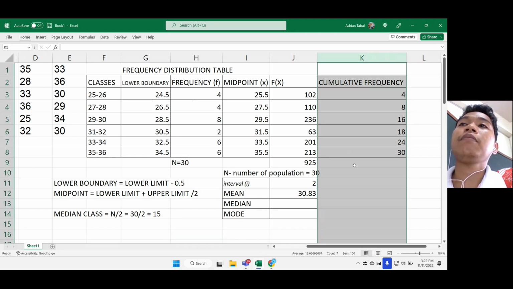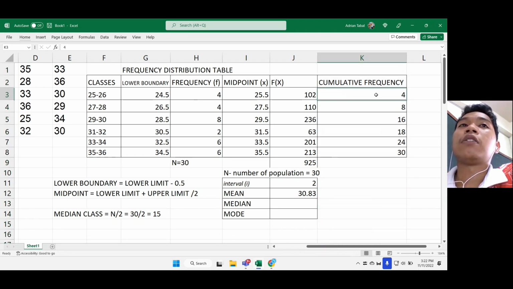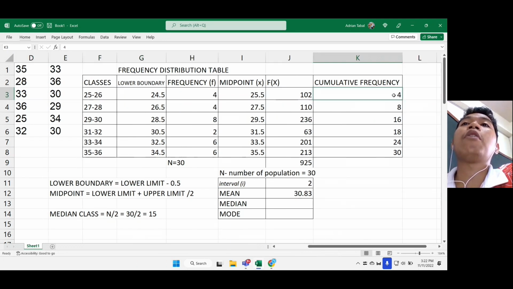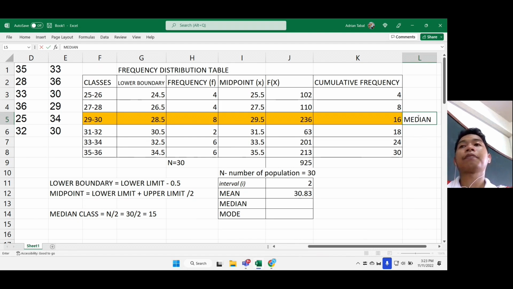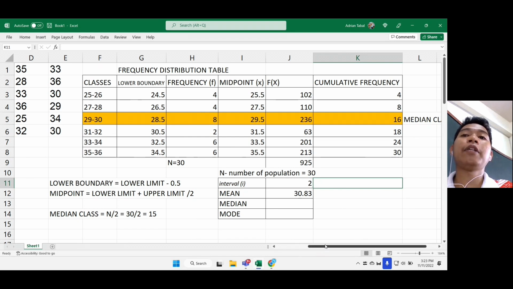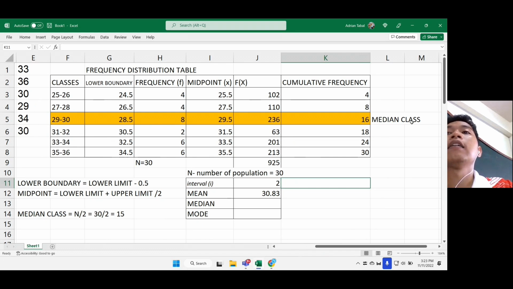Let us look at the cumulative frequency. Where does 15 belong? In the first one, 4 has not reached 15. In the second one, 8 has not reached 15. But on the third one, 16 has reached 15. The others are even beyond: 18, 24, and 30 have also reached 15. But which is the closest? The first one that reached it, that is 16. So this line, highlighted in color, is called the median class. Again, it is called the median class. So we focus on this line.